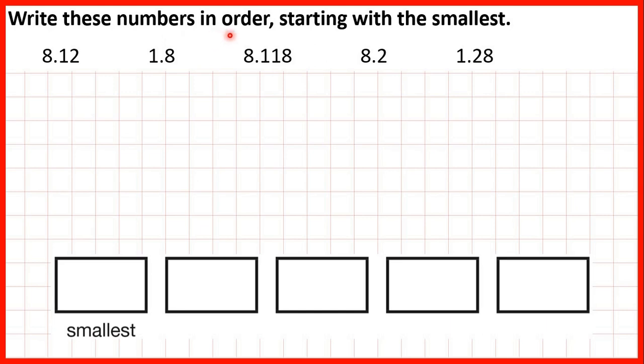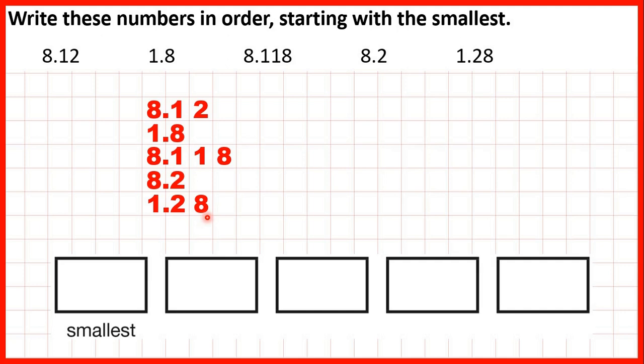Write these numbers in order, starting with the smallest. We have 8.12, 1.8, 8.118, 8.2, and 1.28. So here, I've written the numbers out with the decimal points lined up, because if the decimal points are lined up, then the place values in the numbers, so our ones, our tenths, our hundredths, and our thousandths digits will be lined up as well, and that makes them easier to compare.